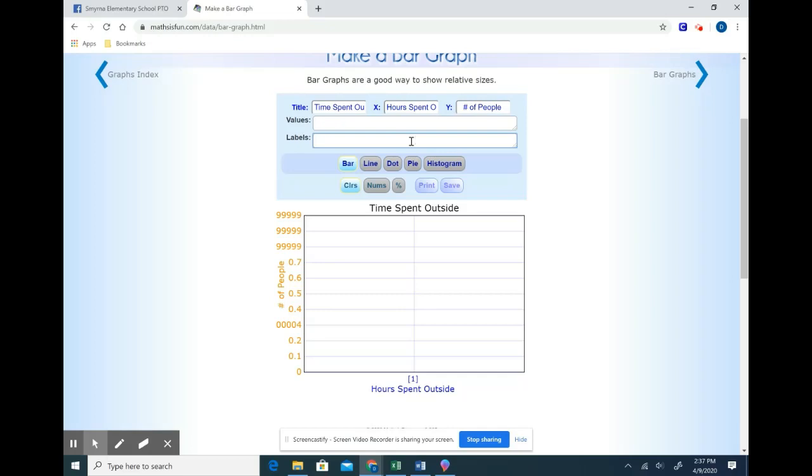But now we're going to go to the labels. The labels will go across the bottom on the x-axis. And so we are going to have less than 1, 1, 2, 3, and greater than 3 hours. As you can see, they came up here on the x-axis. The intervals would be determined by how much space we should have, or what the number should read on the left between each line. We don't have to figure that out. The computer's going to do that for us as I type in the data.